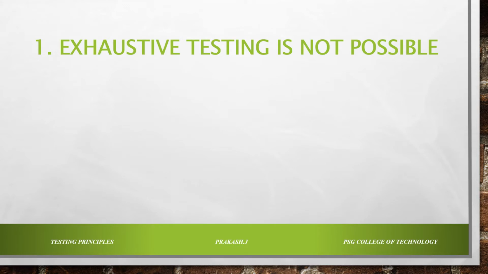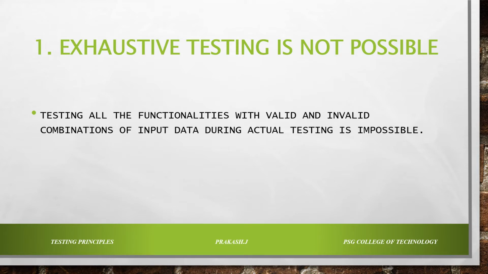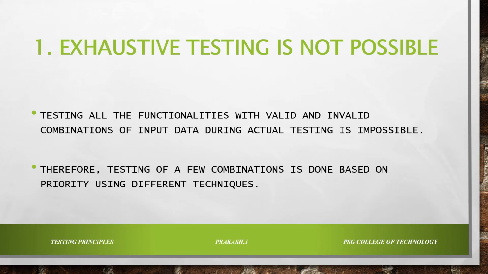The first principle says exhaustive testing is not possible. Why is exhaustive testing not possible? We will look into it. Consider we are going to test a particular functionality. That functionality can have multiple valid and invalid combinations. When you start checking valid and invalid combinations, it will be very huge and it is impossible to test them all. So what do you do? Instead of testing all the possible combinations, you test a few particular combinations, selecting them based on priorities or using different techniques.